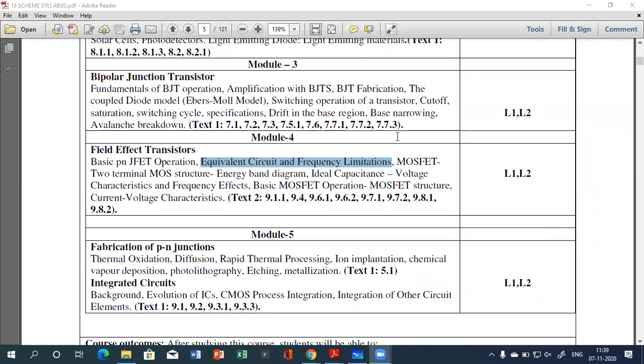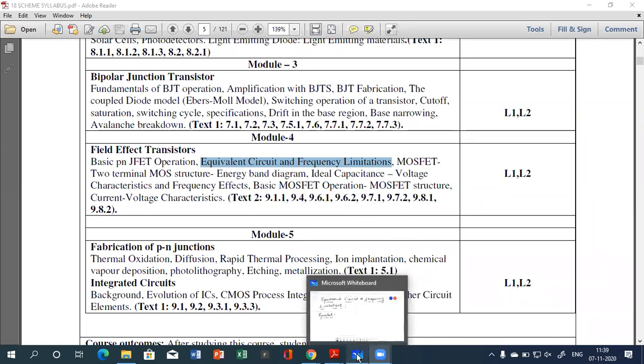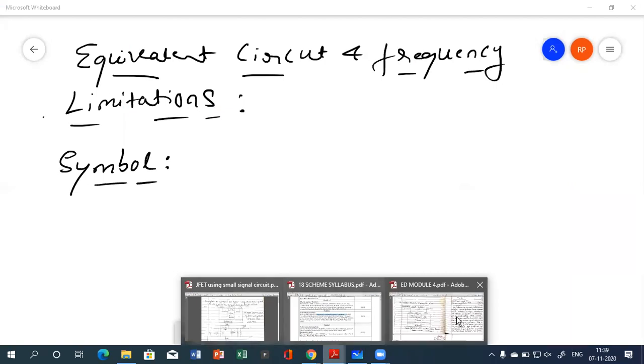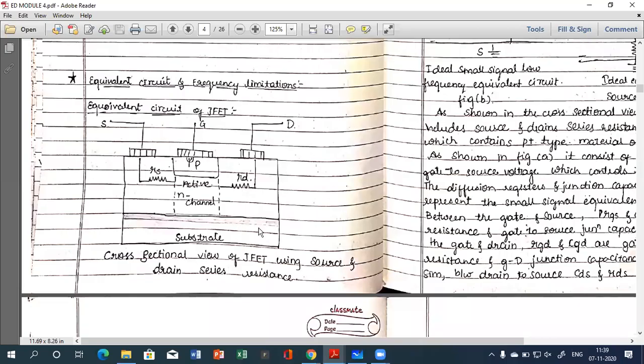Okay, now first we will discuss the small signal. That's why I'm showing this whiteboard. Using this board, first we will draw the symbol and its equivalent circuit. Then we'll move on to the PDF, which I will show you. Using this PDF, we are going to discuss how to derive the expression using the small signal equivalent circuit.